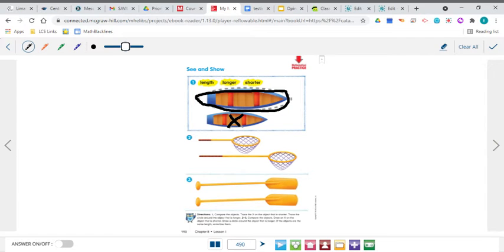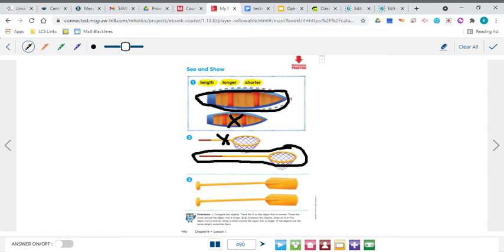We're going to repeat that same thing here in example number 2. Those are nets, and you have to put an X on the one that is shorter. So the top one is the one that is shorter, and then draw a circle around the one that is longer. The net on the bottom is the one that is longer.